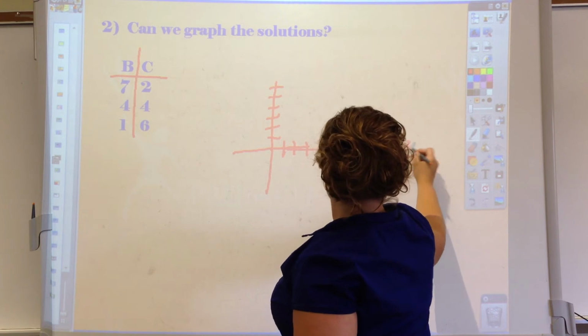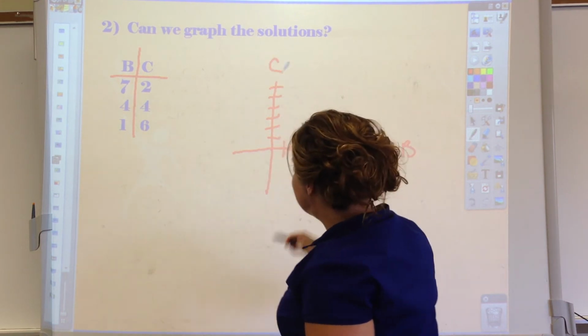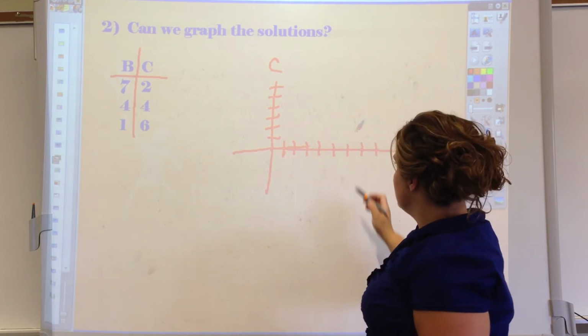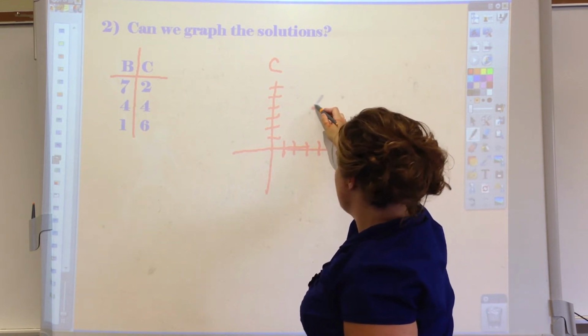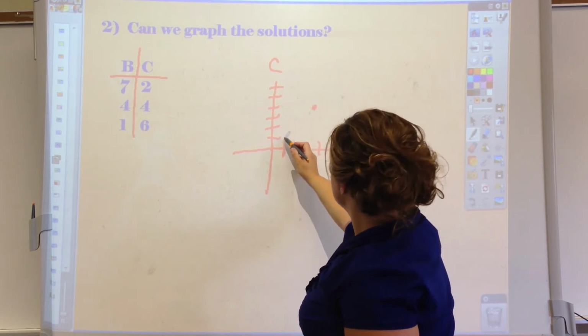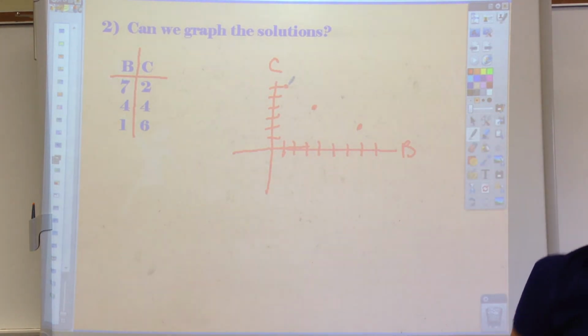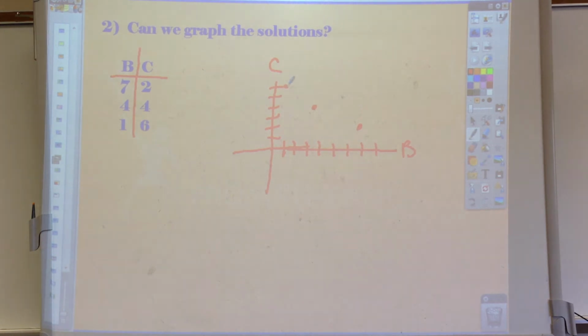This would be my bread. This would be my cake. If I have 7 bread, I have 2 cakes. If I have 4 bread, I get 4 cakes. If I have 1 bread, oh my goodness, I get to have 6 cakes. And you can see there's a linear relationship here, but I don't have all the solutions. My domain is obviously 7, 4, and 1. And my range is 2, 4, and 6.